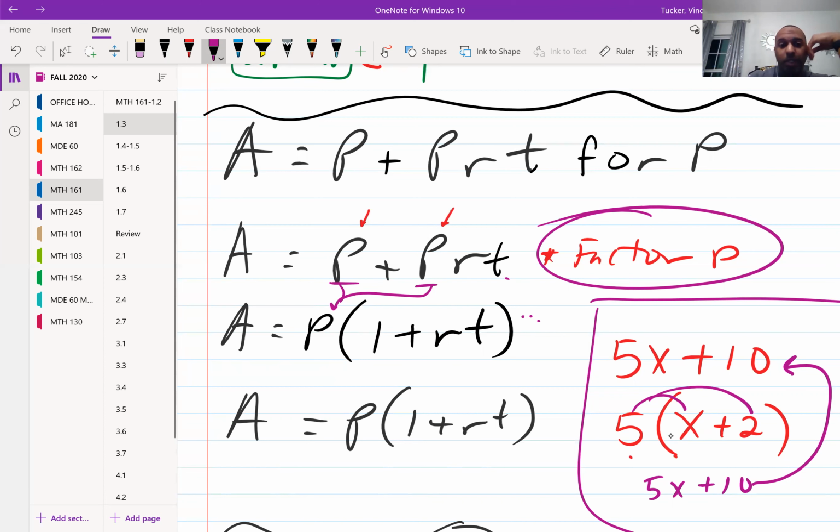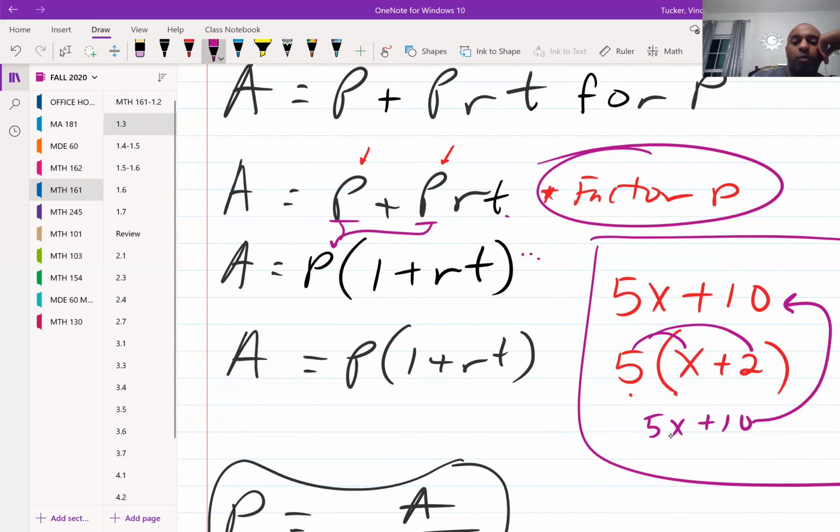All right, and of course, P times 1 is P, P times RT is PRT. So that's the same expression that we have had, it just factored out P. All right, so now we have A equal to P times 1 plus RT. And don't worry about this over here, this is something that somebody asked about.